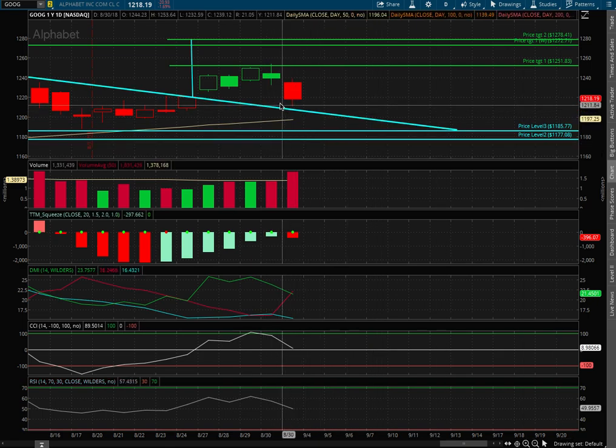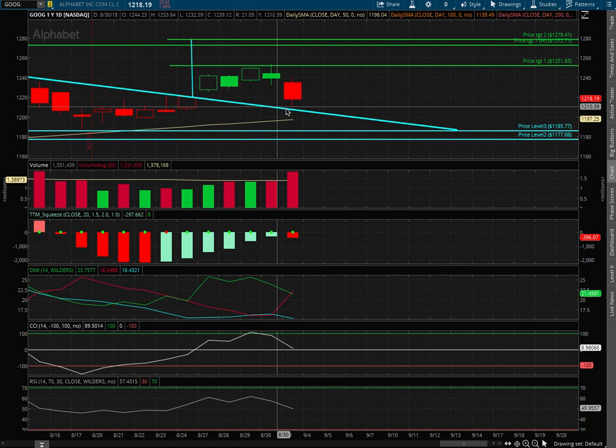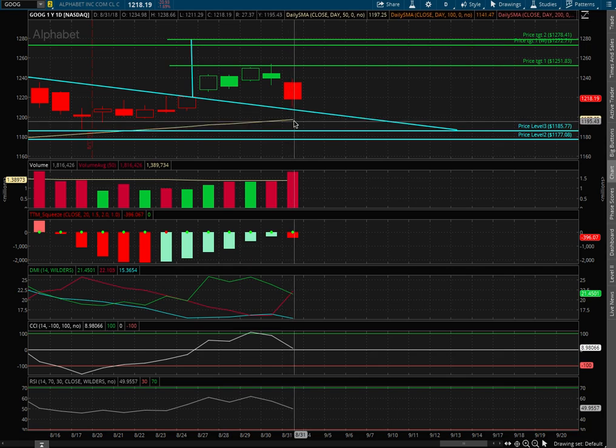I'm on or near this support. Okay, that's good. And my 50-day is right below, at 1197. So about 20 points below is my 50-day.